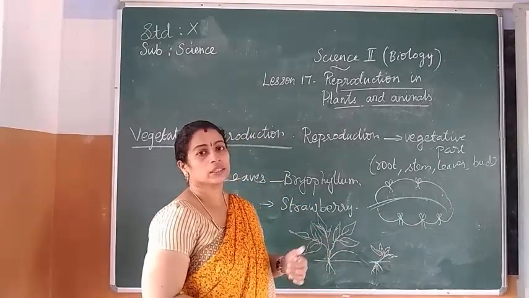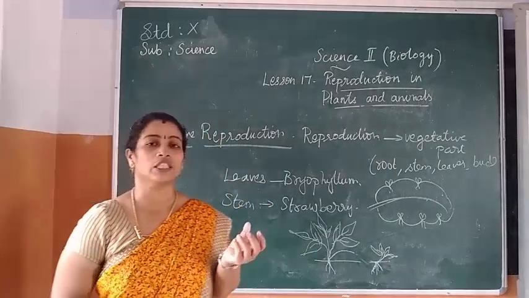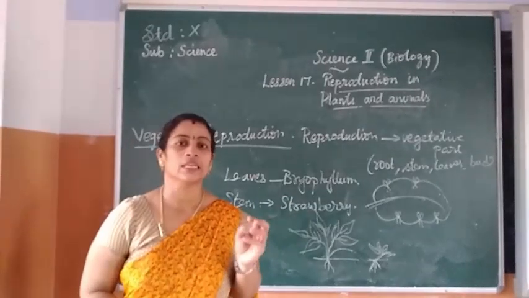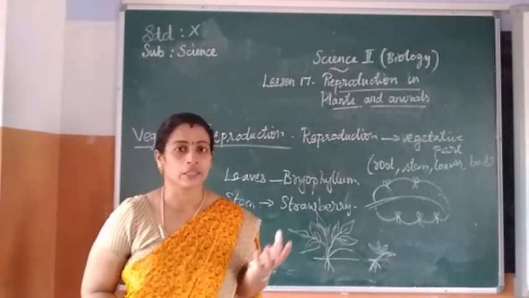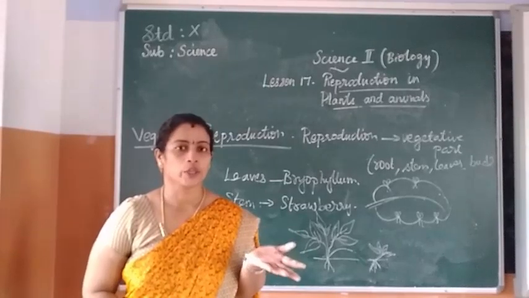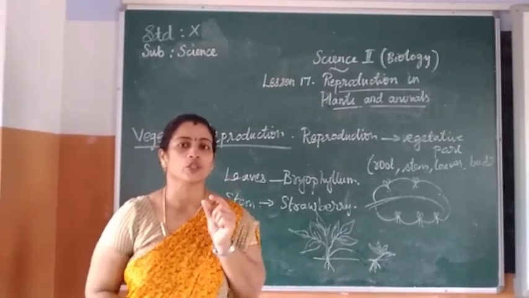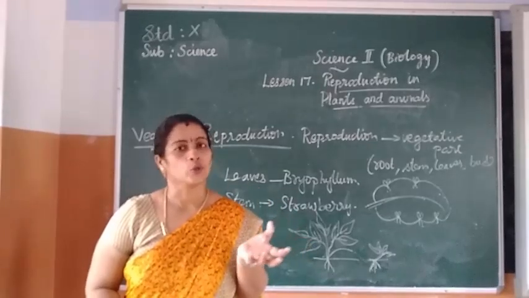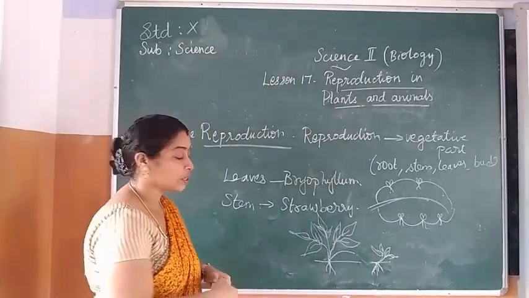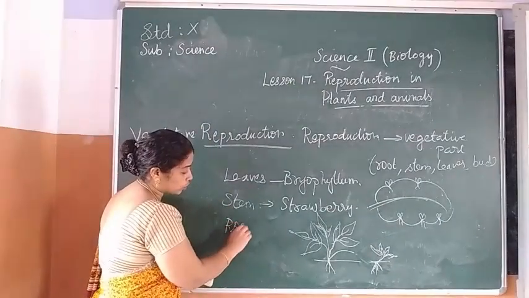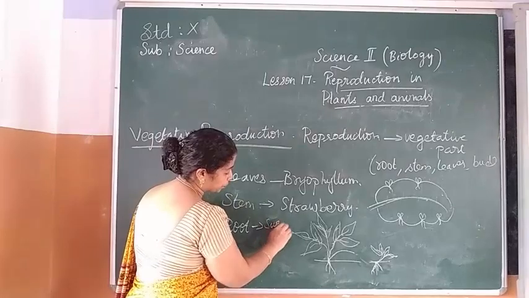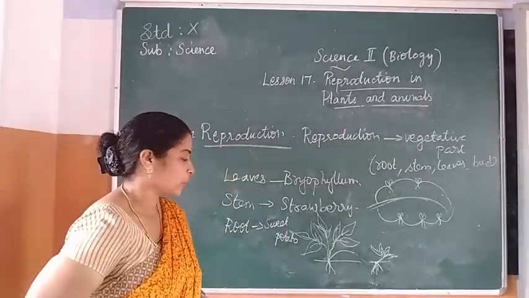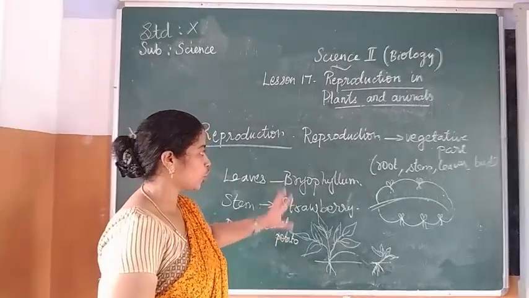The next one, root. The adventitious root, which is produced from the root, as in potato, sweet potato, etc., produces new plants from the root part of the plant. Example, sweet potato. Buds which are produced from the roots will be able to grow and produce new plants. So that is vegetative reproduction by root. Example, sweet potato.